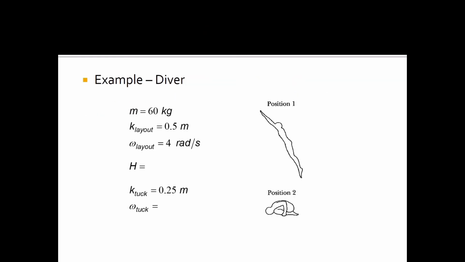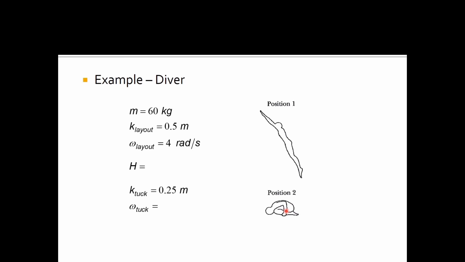Let's go over one example of angular momentum conservation. This example is highly important for your exam. So here there are two positions, but still he is in the air. This is a diving situation. Position 1 and position 2. And this information is provided for position 1, and lastly we need to calculate his angular velocity at position 2.